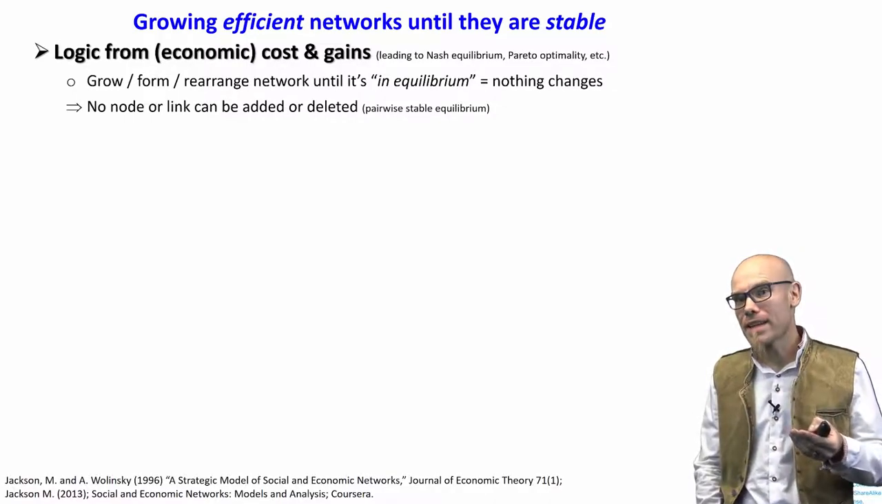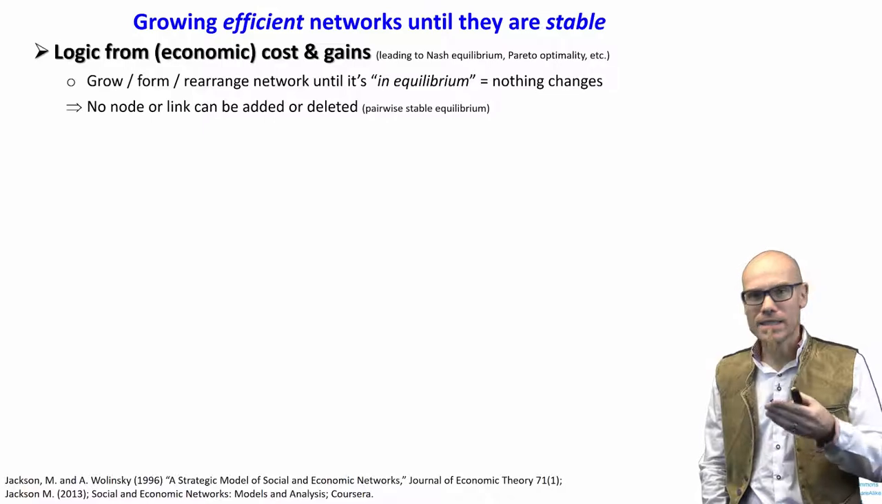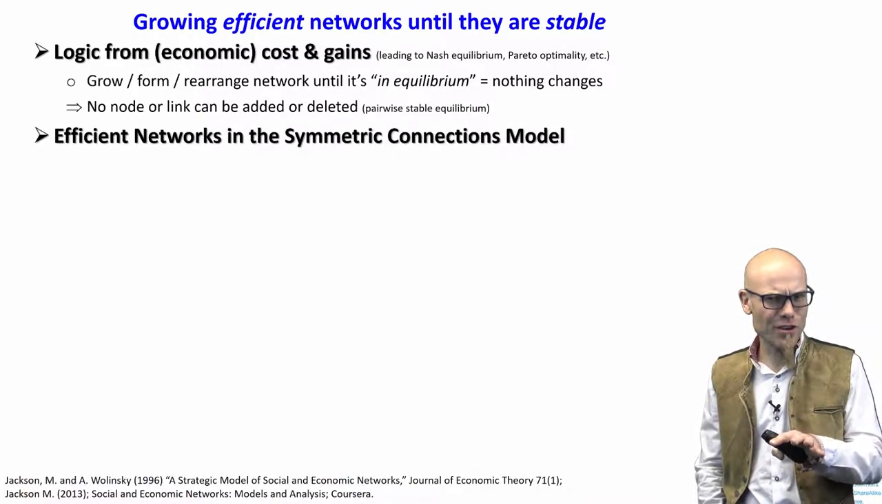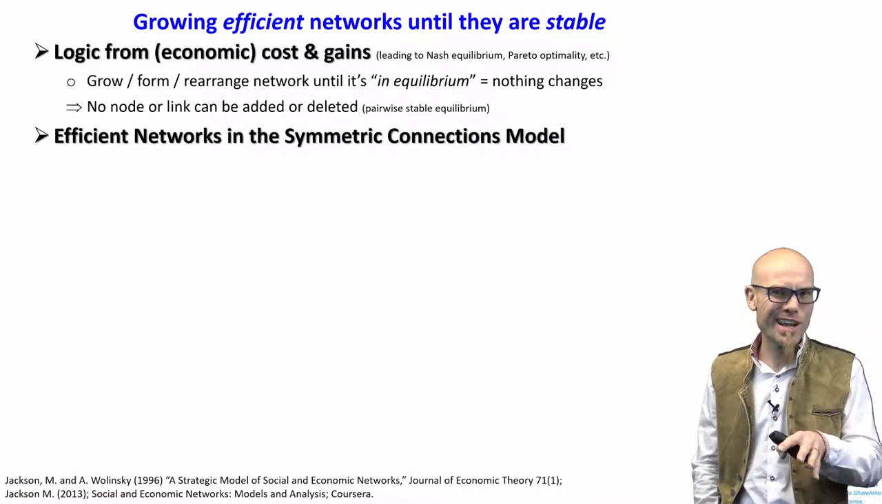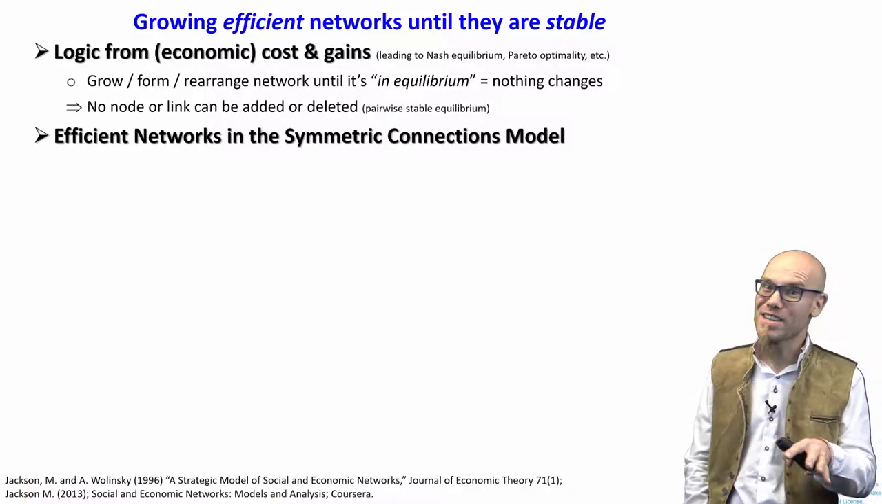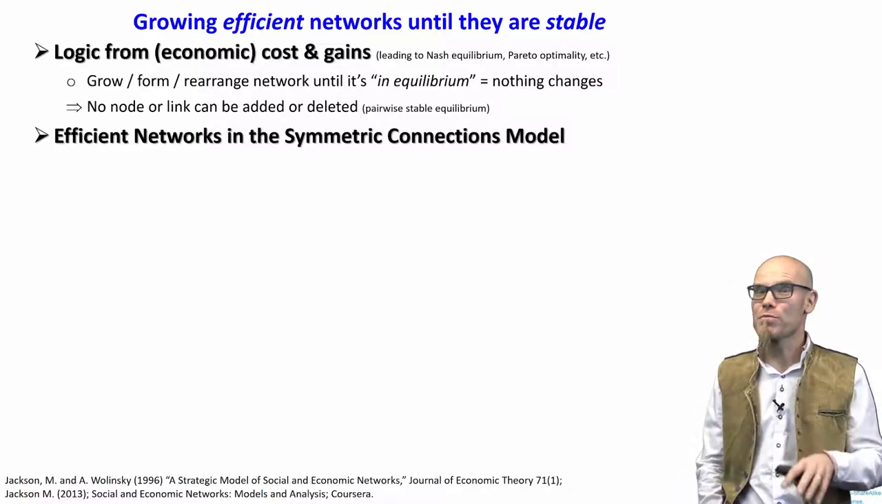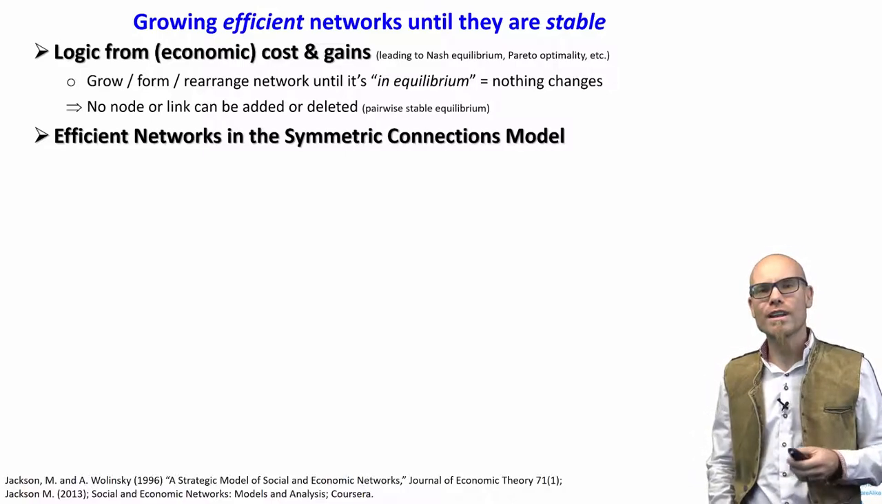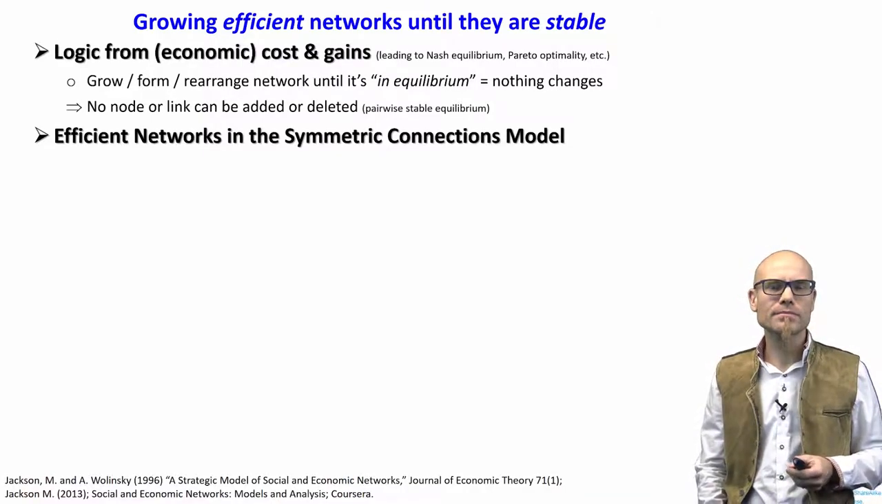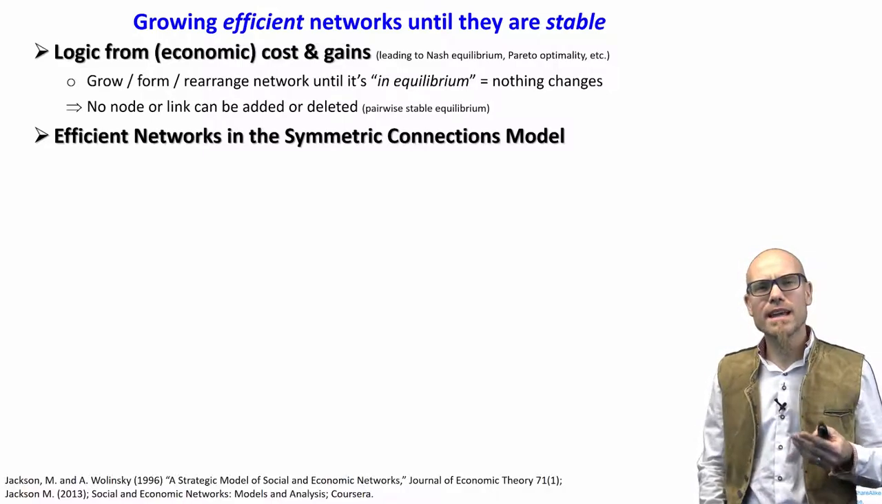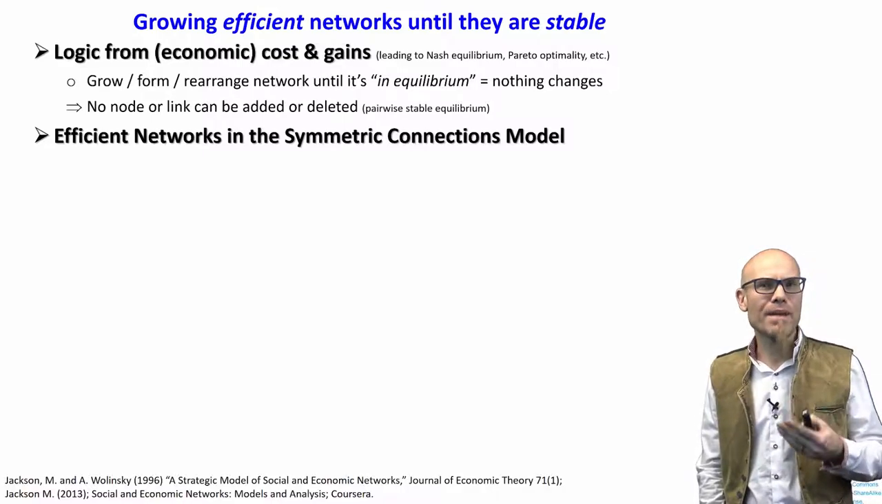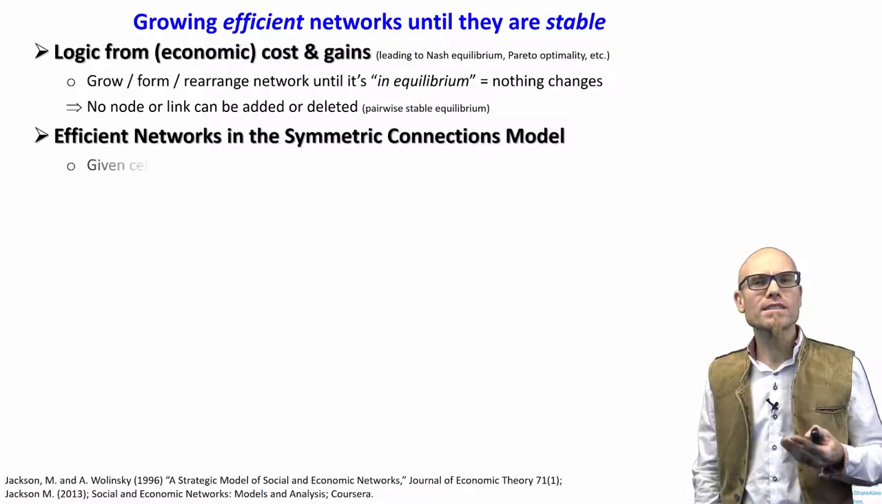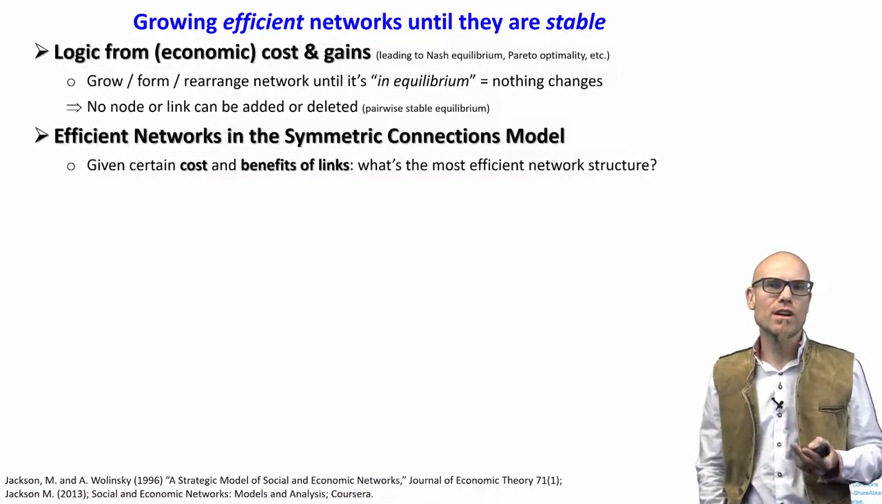And now we also want to make the network efficient. Stable is one, and these are complementary goals, and as we can see, there's a certain trade-off as well between making a network efficient and making it stable. Let's work with both of them, and we use a symmetric connections model, that's what it's called, and we look for efficiency. But how we go about it is we say, given a certain cost and a benefit of links, what's the most efficient network structure?